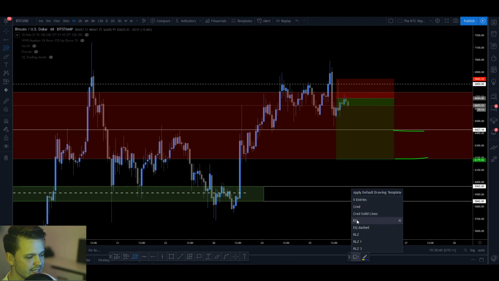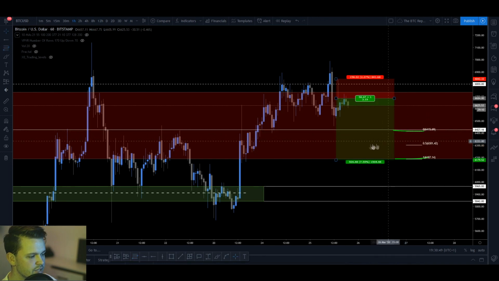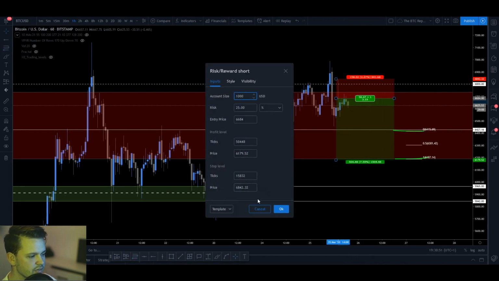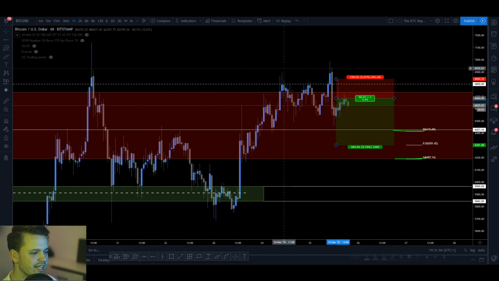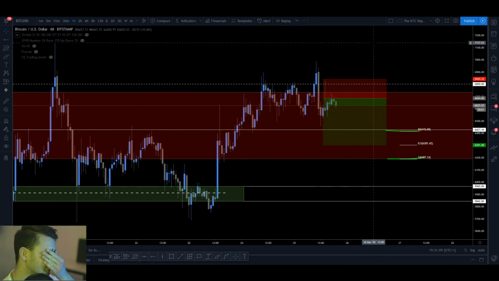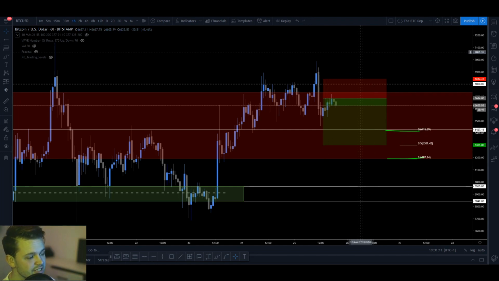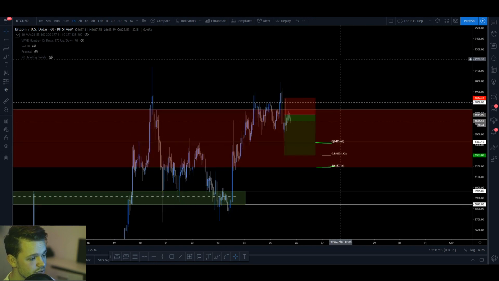Just to make it exact, I'm going to use the EQ tool, this one and this one. Your average exit is going to be 6,301, and that will put you at a 2.42 R. So that's good. In my opinion, this is a decent short.